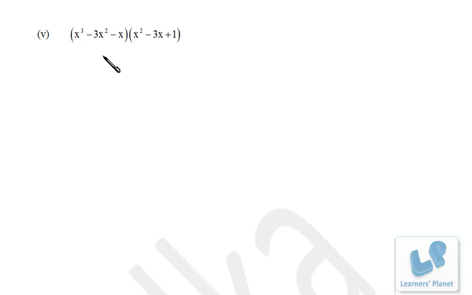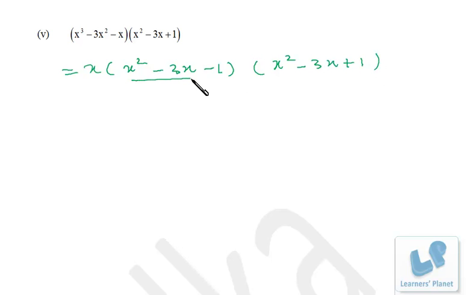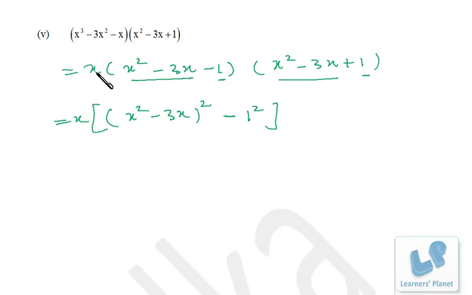Now let's try this problem. Here we can take x common from this expression. So let's see what happens. It's x square minus 3x minus 1, and here it is x square minus 3x plus 1. Now observe this. This is a minus b and this is a plus b, right? So a minus b into a plus b will be a square minus b square. So what I can do is x square minus 3x whole square minus 1 square, right? This x is outside the bracket, so I just take it outside the bracket.